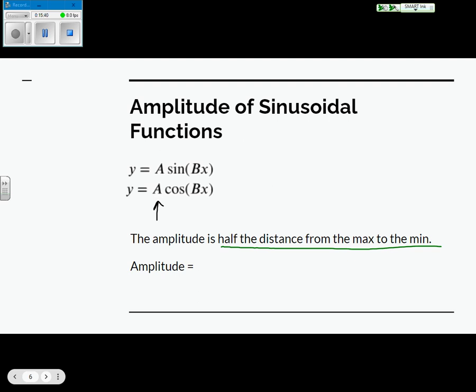To find amplitude, since we're talking about it being a distance, I do want to use absolute value, and luckily I have the easiest formula for it. It's just simply going to be the absolute value of A. It's going to be the absolute value of whatever I put in front of sine or cosine.